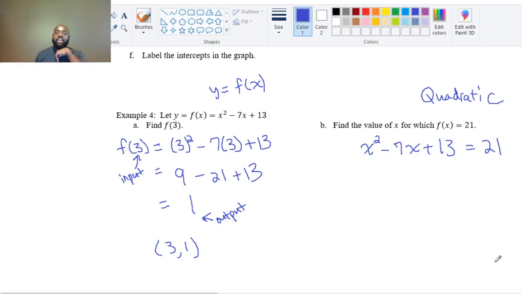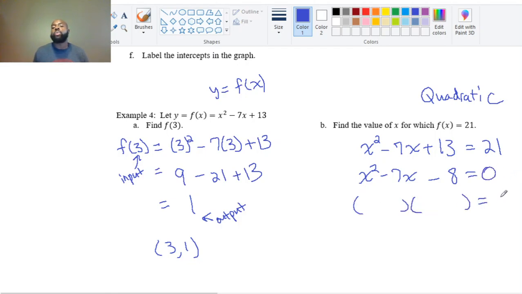It's quadratic. There are multiple ways to solve quadratic functions. One of the easiest ways is to factor, if it can be factored. One of the things you have to remember is that you have to get everything on one side and 0 on the other. So I'm going to subtract 21 from both sides. Oh man, what does that equal? x squared minus 7x minus 8 equals 0. We can factor.